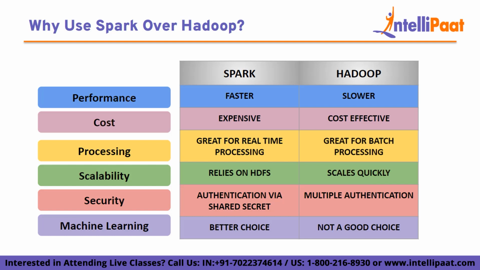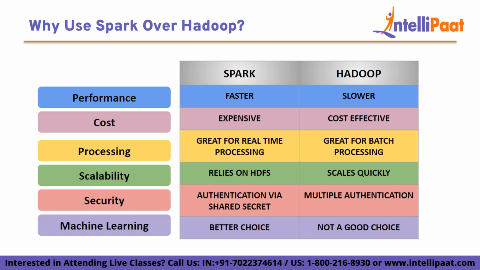Lastly, we have machine learning. Spark is a better choice for machine learning tasks because it includes MLlib, a powerful library that can perform iterative in-memory machine learning computation. It offers tools for regression, classification, pipeline construction, evaluation, and more.